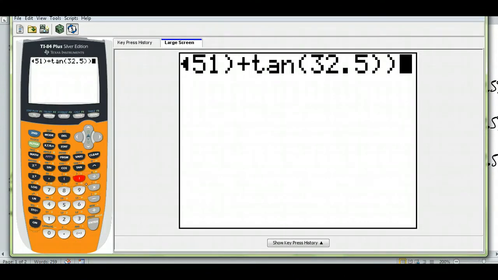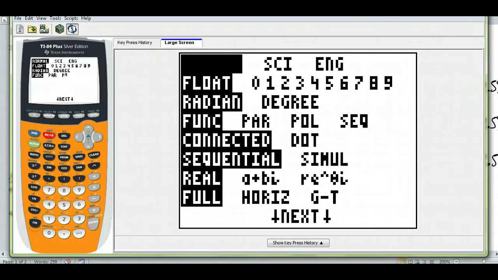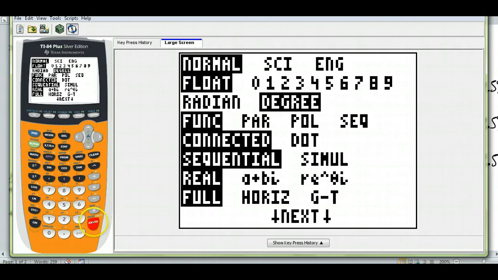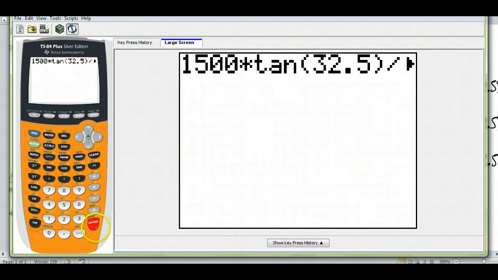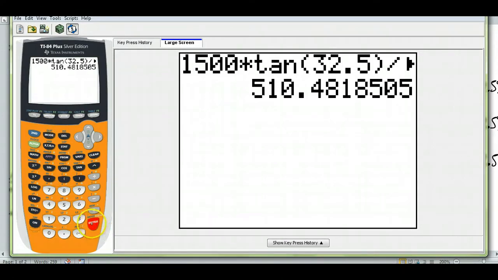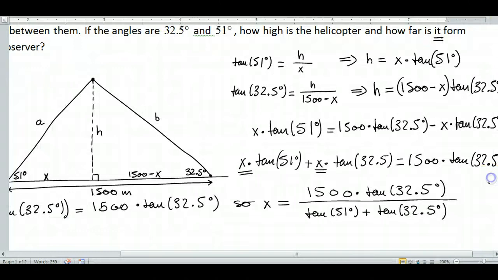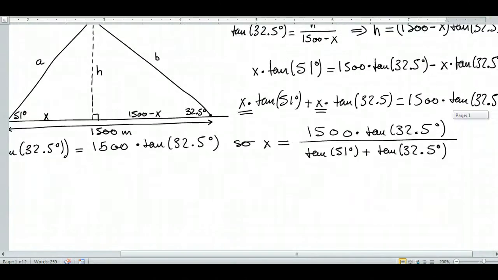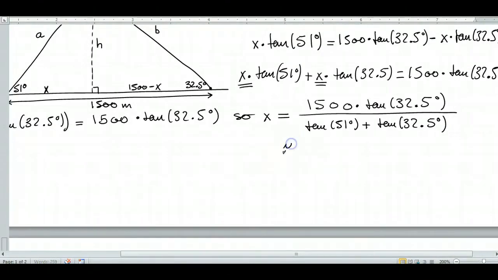And actually I'm not going to push enter because I have no idea what the mode is on this calculator, so let me check that. Yep, you see what I mean? My mode has to be degree here, so here we go. Okay, and now I can push enter and I find 510.5 feet. So x is about 510.5, don't forget the unit, feet.